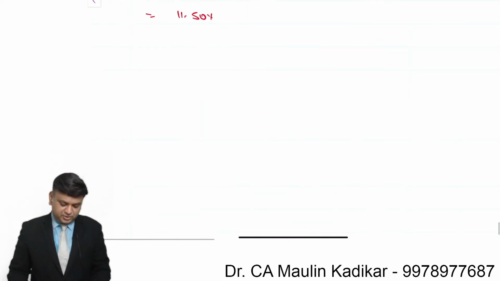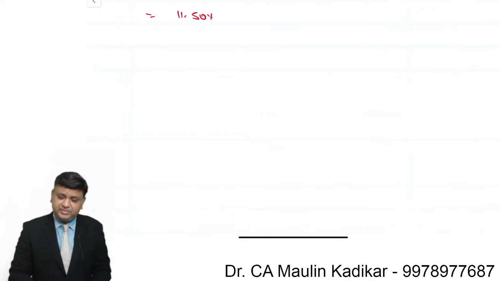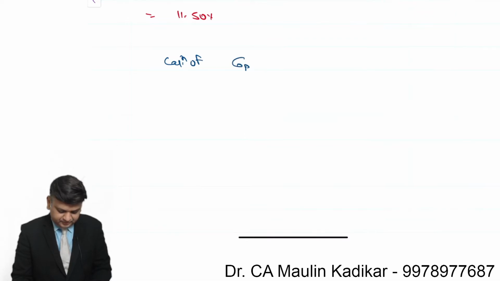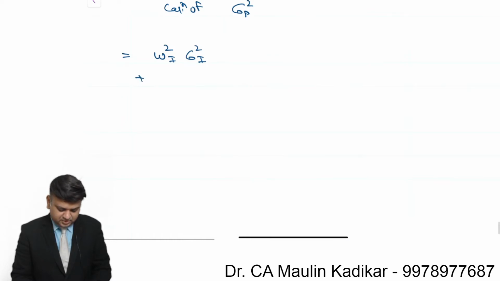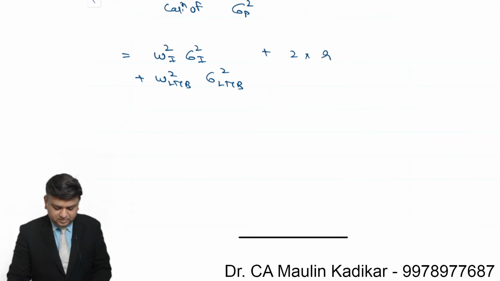We are required to make the computation of the variance और उसके बेसिस पर स्टैंडर्ड डेविएशन. कैलकुलेशन ऑफ द वेरियंस ऑफ द पोर्टफोलियो कैसे किया जाएगा? वेट ऑफ इंडेक्स फंड स्क्वेयर इंटू स्टैंडर्ड डेविएशन ऑफ इंडेक्स फंड स्क्वेयर, प्लस वेट ऑफ लॉन्ग टर्म कॉर्पोरेट बॉन्ड स्क्वेयर इंटू स्टैंडर्ड डेविएशन ऑफ लॉन्ग टर्म कॉर्पोरेट बॉन्ड स्क्वेयर, प्लस 2 इंटू आर बिटवीन बोथ ऑफ देम इंटू वेट ऑफ आई इंटू स्टैंडर्ड डेविएशन ऑफ आई, वेट ऑफ एल इंटू स्टैंडर्ड डेविएशन ऑफ एल. ऐसा किया जाएगा.